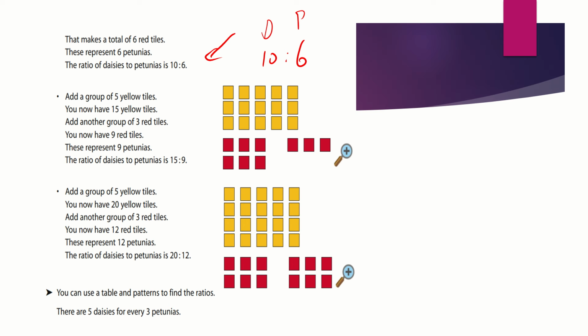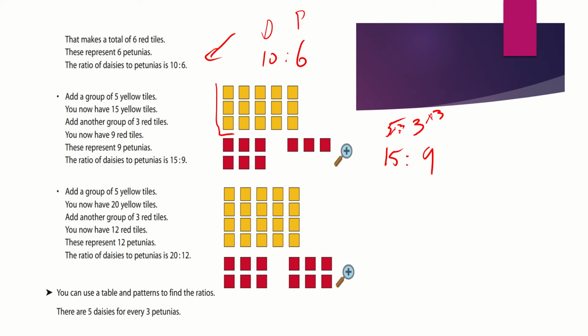Well, now Mr. S wants to know how do we get 15 yellow tiles? So we had 5 to 3 as our normal one, and I want 15 now. So what you could do is 5 times 3 and 3 times 3 and get 9. But now we're showing color tiles here. So add a group of 5 yellow tiles.